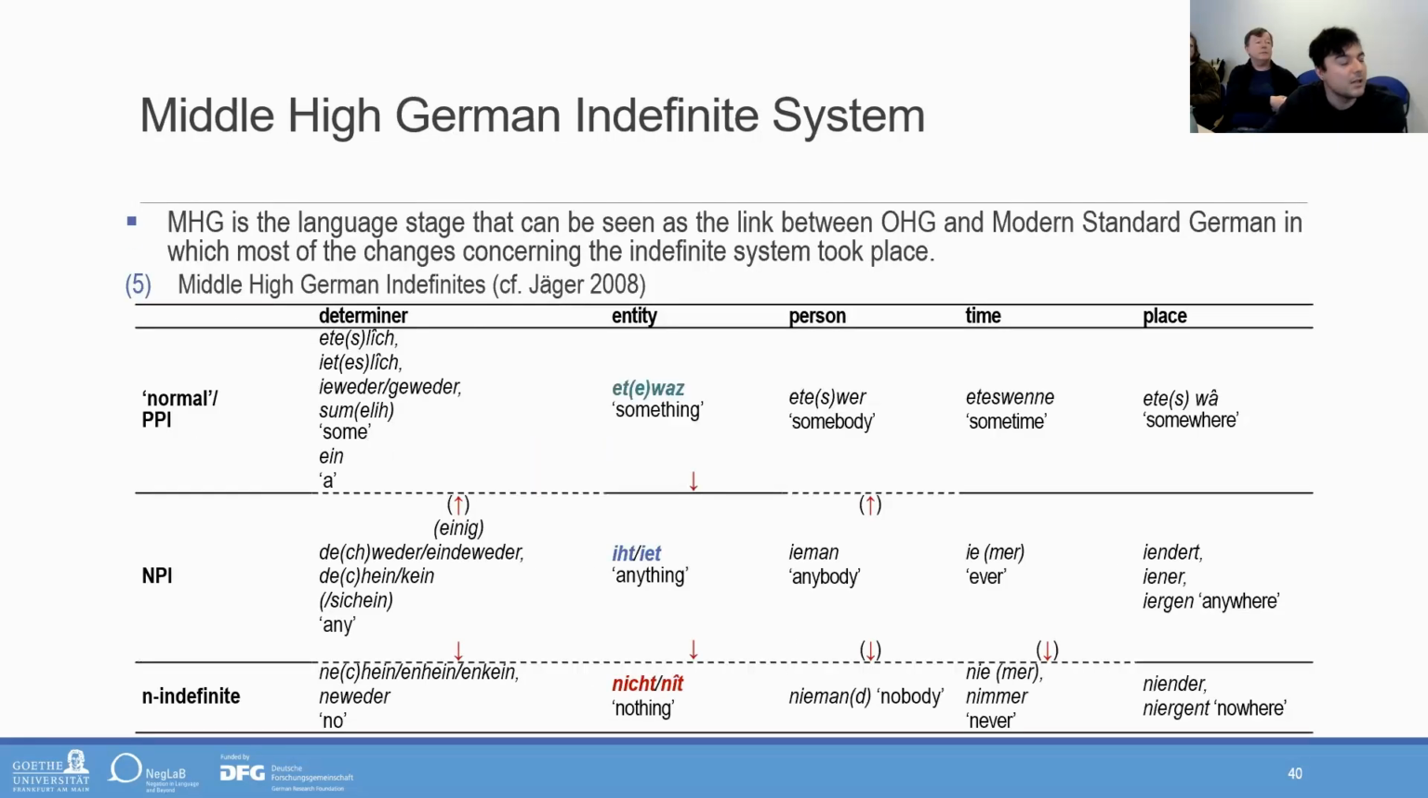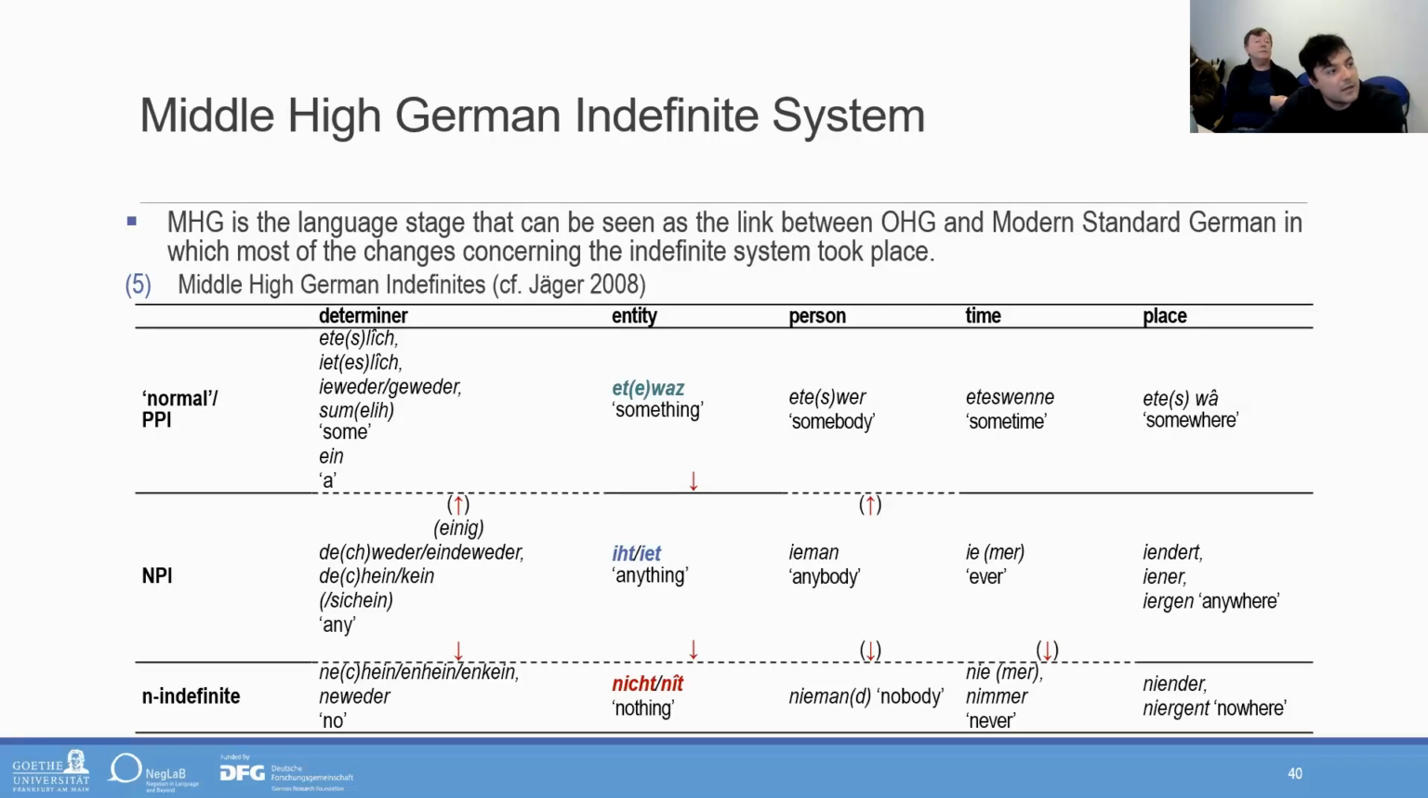And during Middle High German, there were some changes in the use of these elements. As you can see by the different arrows, the changes went in both directions, like NPIs that were also used in PPIs, or PPIs also used for NPIs, and also NPIs that were used in negative contexts.